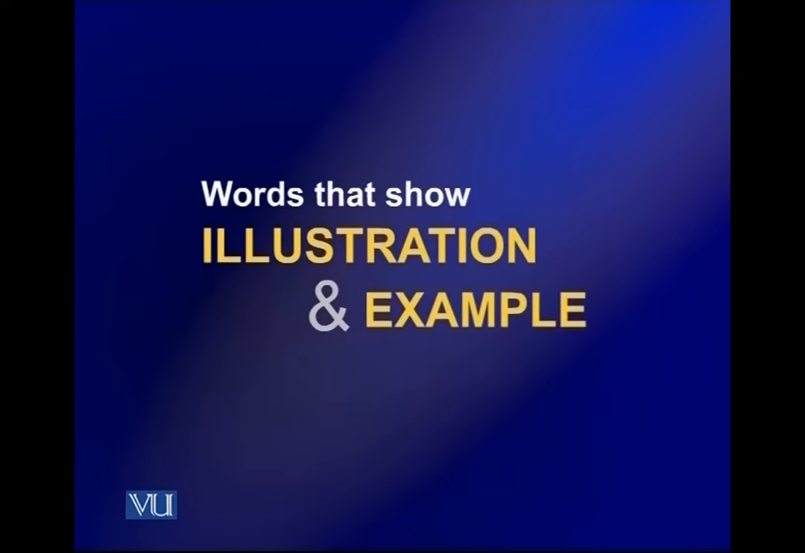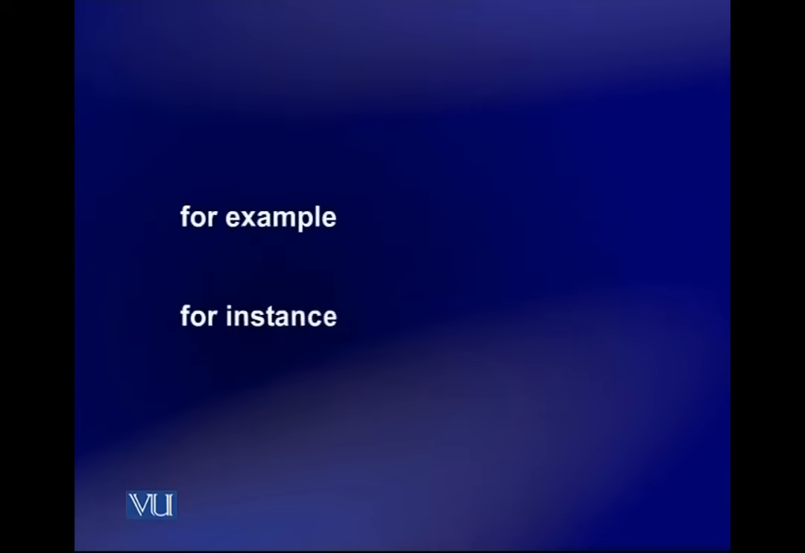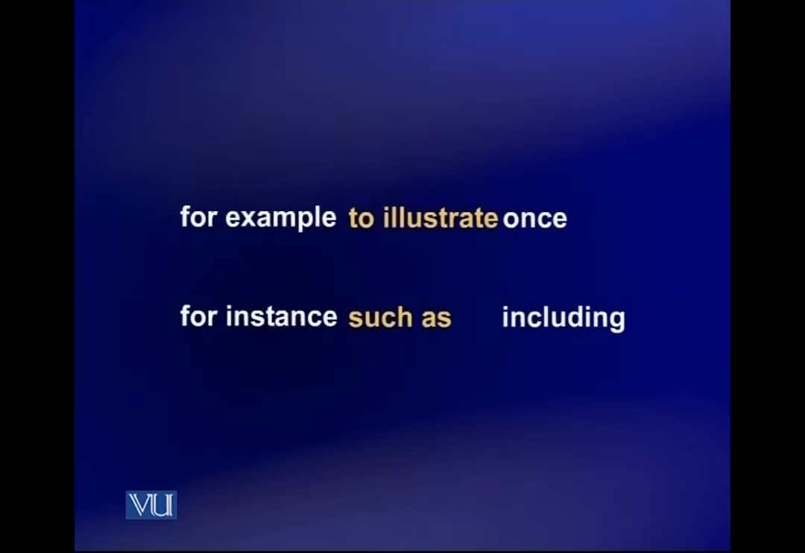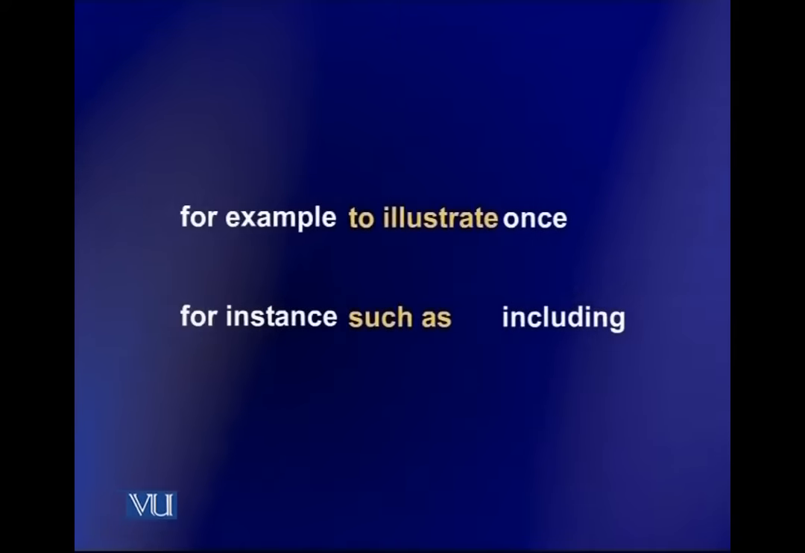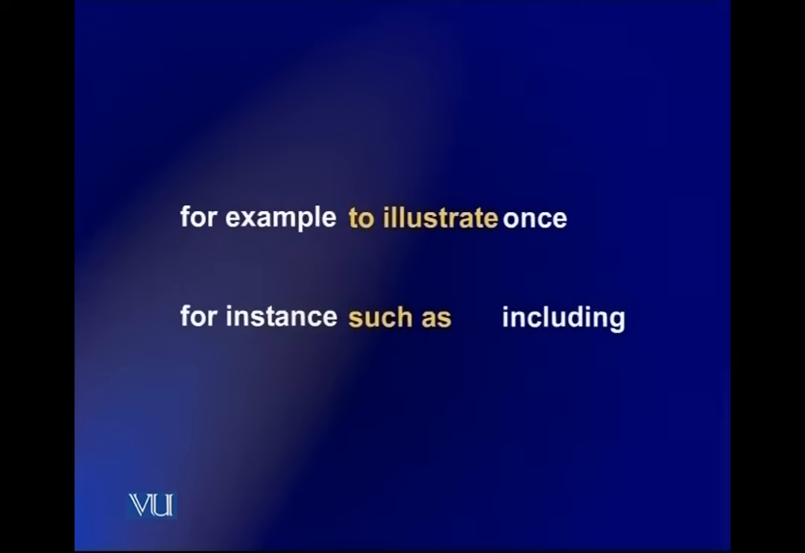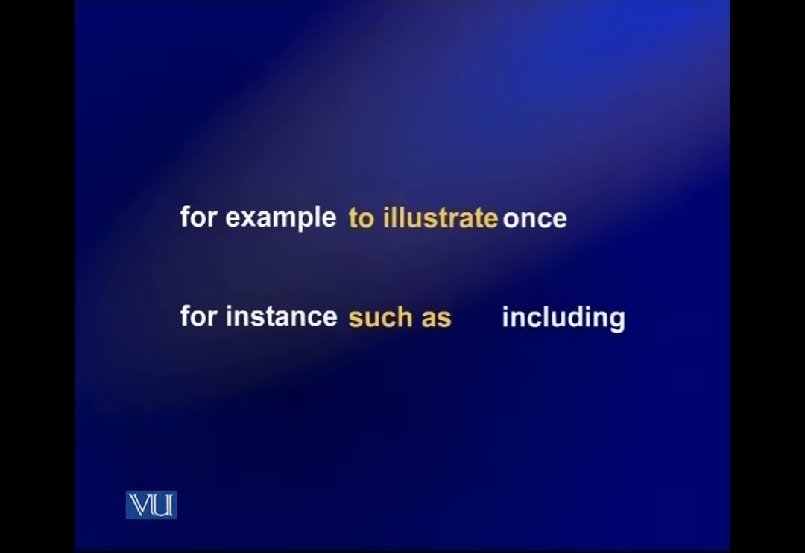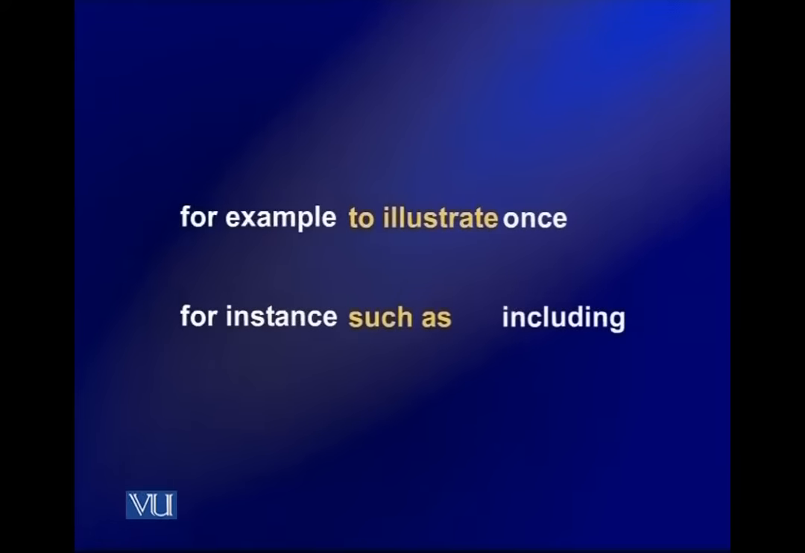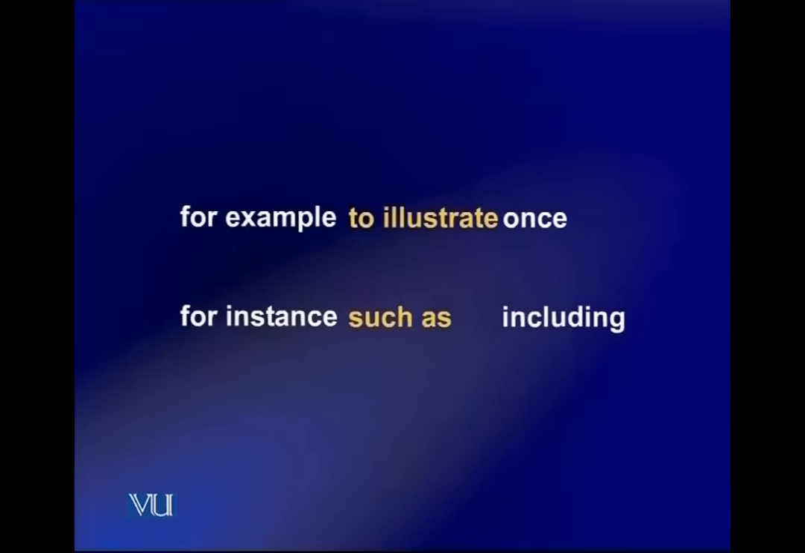The fourth connective, or link words, are words that show illustration or example, words that are used to illustrate what is being said. And the words are: for example, in a sentence, to illustrate, once, such as, including. And the example is, our history teacher is very absent-minded. Last week, for instance, he went to work on Sunday.